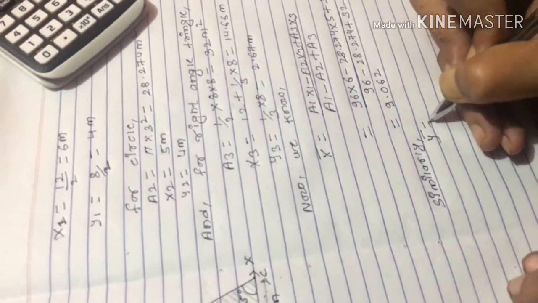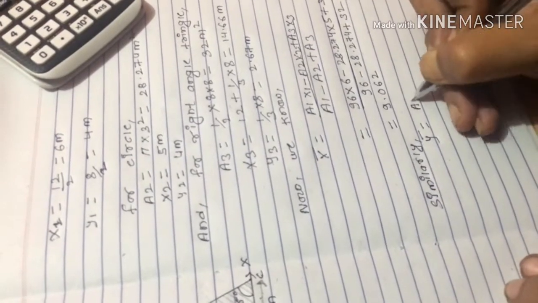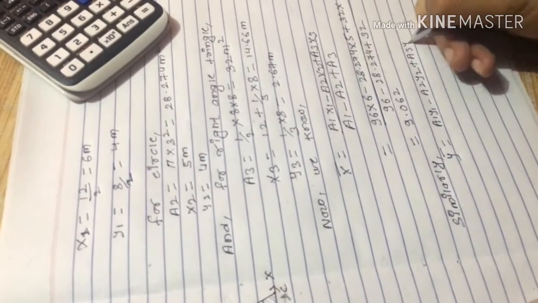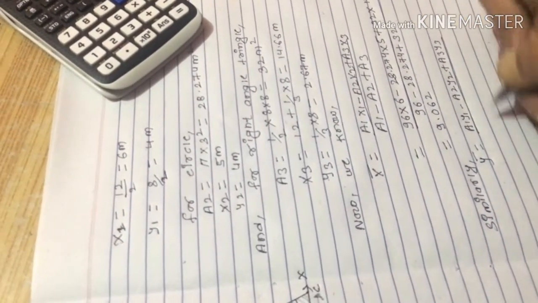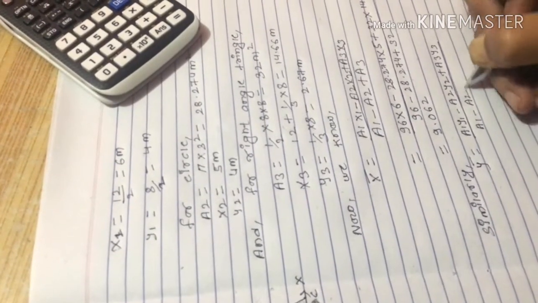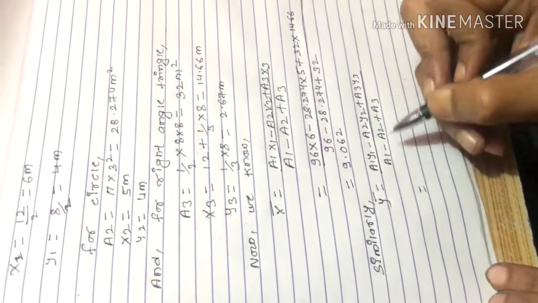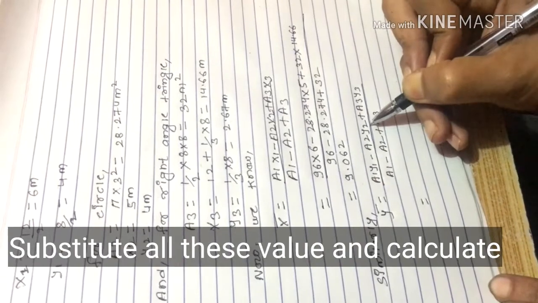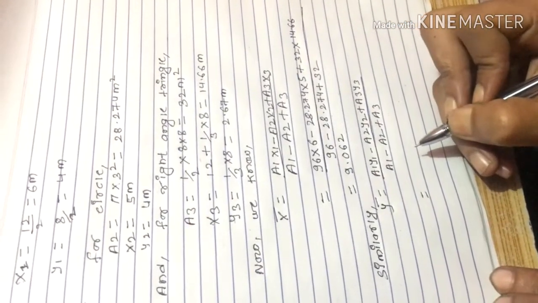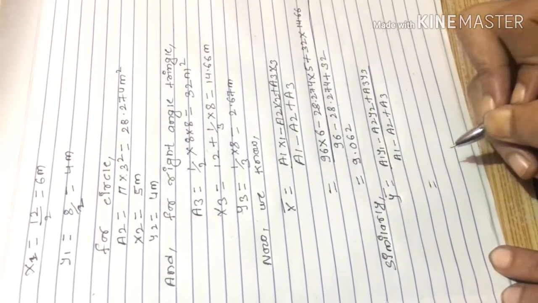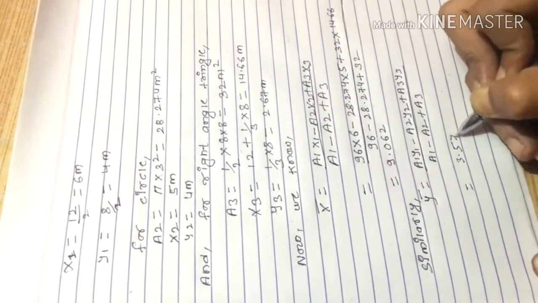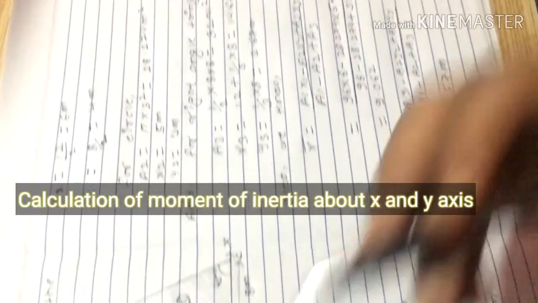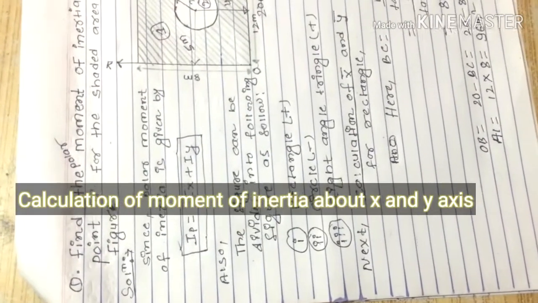Similarly, y bar is equal to A1 y1 minus A2 y2 plus A3 y3, divided by A1 minus A2 plus A3. Similarly, y bar can be calculated. On substituting the values of A1, y1, A2, y2, A3, y3, we get y bar is equal to 3.57 meter.